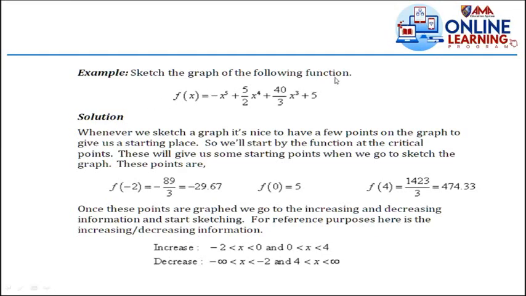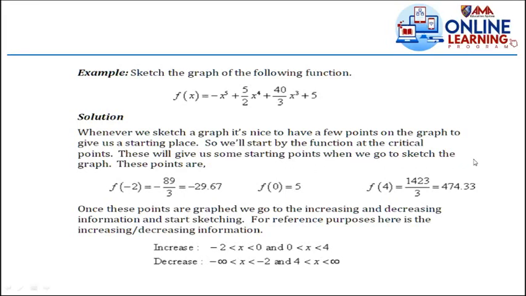Sketch the graph of the following function. Ito yung kanina. With the function of x equal negative x to the 5 plus 5 all over x to the 4th plus 40 all over 3x cubed plus 5. This is our solution. Whenever we sketch a graph, it's nice to have a few points on the graph to give us a starting place. So we'll start with the function at the 3 critical points. This will give us some starting points.